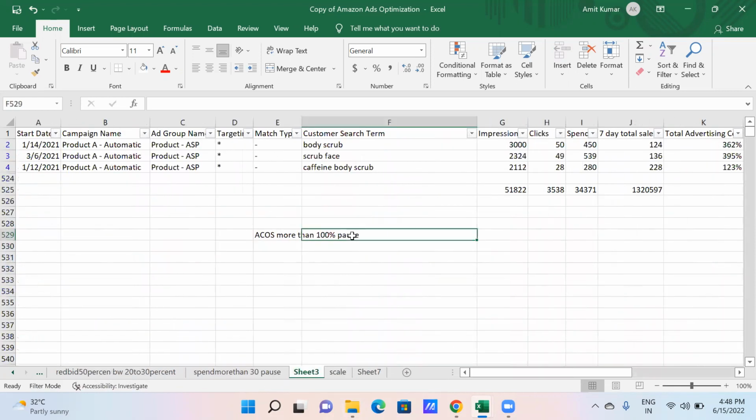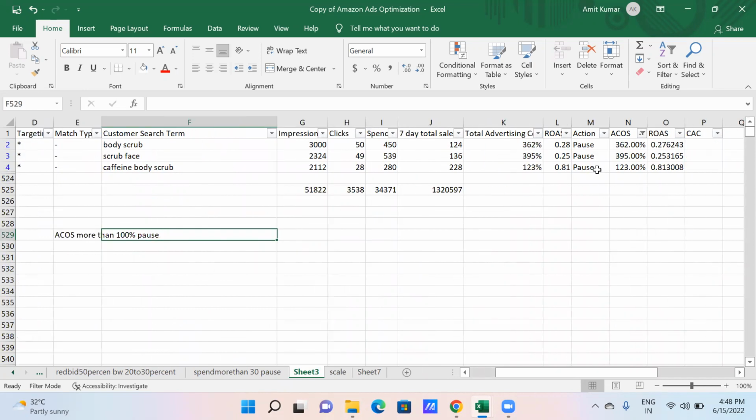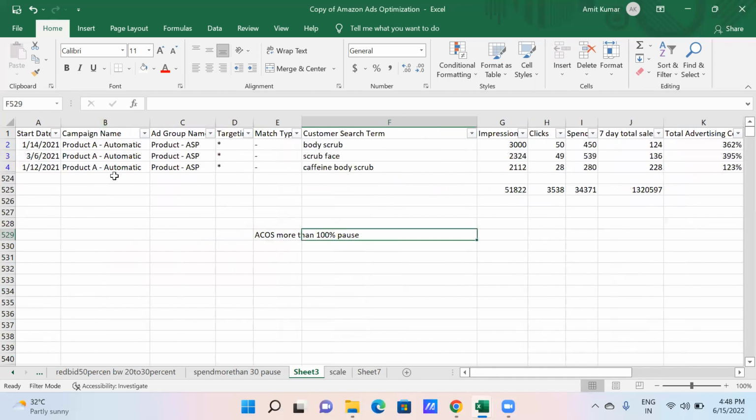Okay, so here is the filter that I've used, and you see these ads are gone. So these three campaigns we have to stop. So this is the first step.